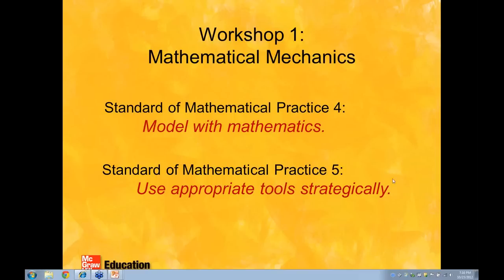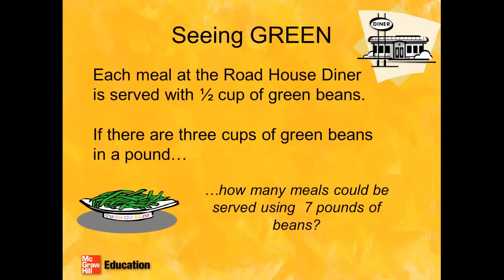So here's an example that I want you to think about. I call this one Seeing Green. It's a simple kind of real-life problem. If you owned your own business, you'd have to know how much food to buy in order to serve your customers. In this example, each meal at the Roadhouse Diner is served with a half cup of green beans. If there are 3 cups of green beans in a pound, how many meals could be served using 7 pounds of beans? Think for a minute.